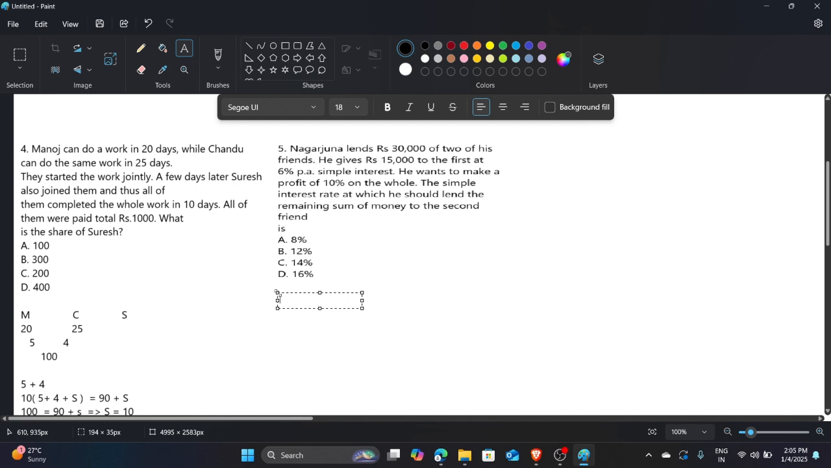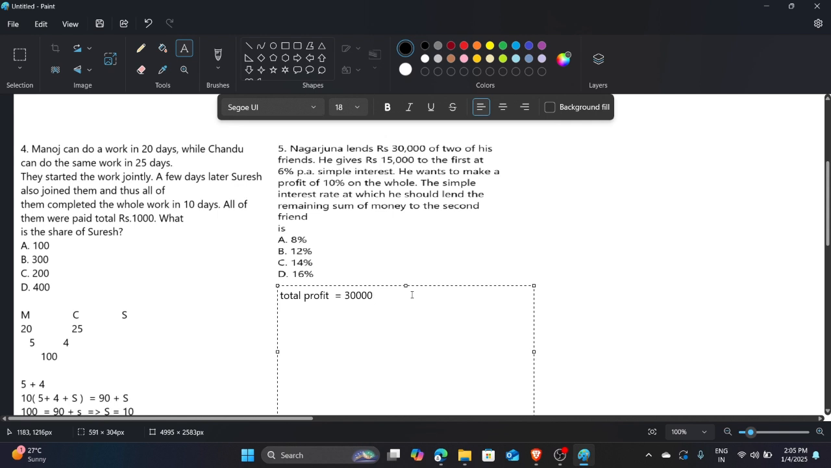Okay, simple, no problem. So the 10% is the total profit he gets. So it means the total profit is nothing but, I just have to make it a little bit bigger. Okay, the total profit is nothing but the 30,000. Yeah, it is 30,000.